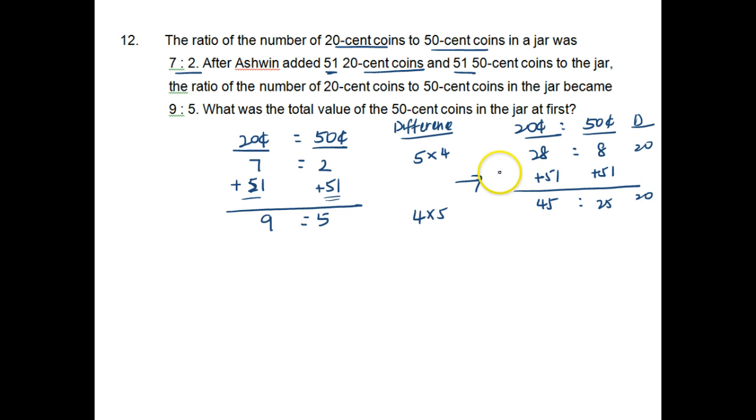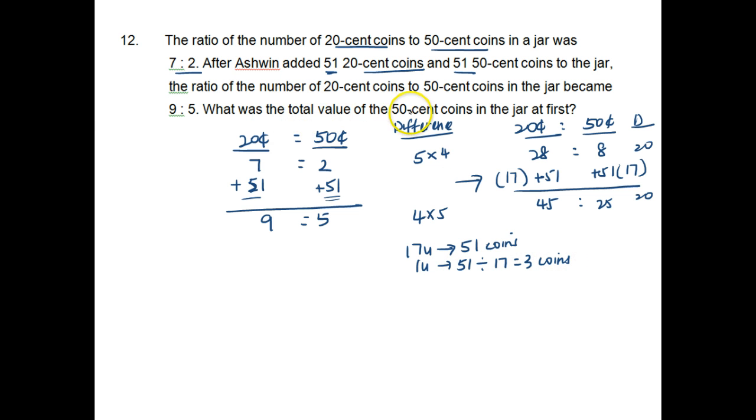So now let's look at 8. 25 minus 8 is 17. 45 minus 28 is 17. So my 17 units is my 51 coins. Therefore 1 unit is 51 divided by 17, which is 3 coins. 1 unit is 3 coins.